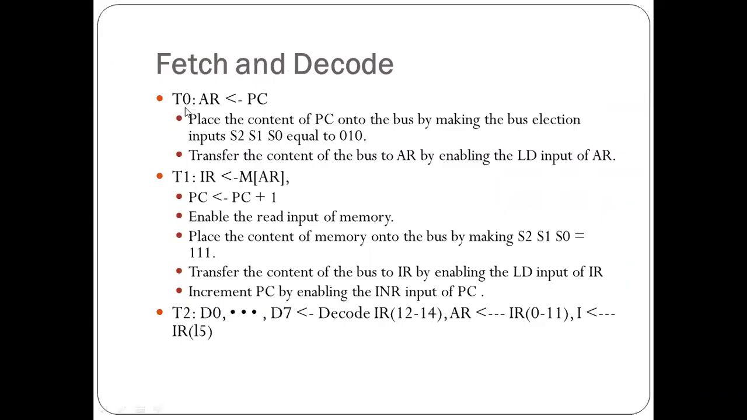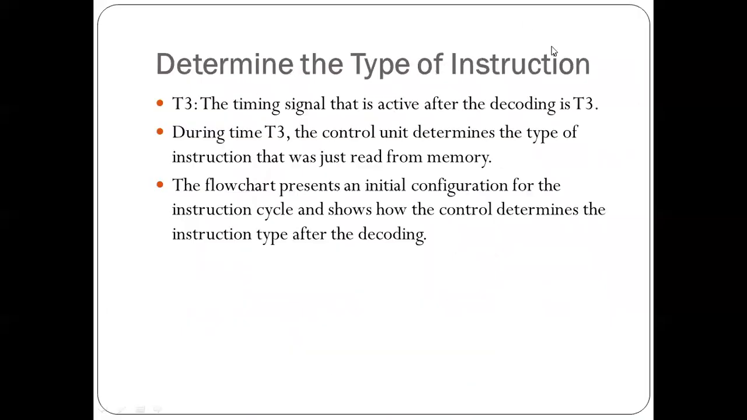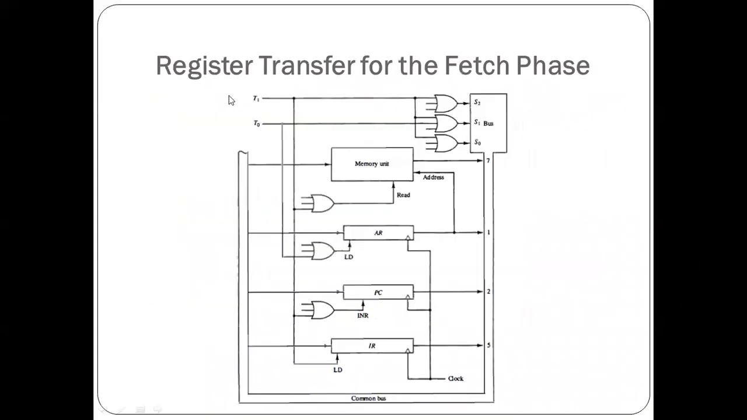right? So T0, it places the contents of PC onto the bus by making the bus selection inputs initially as 0, 1, 0. Okay. So after that, it transfers those contents to be accepted by AR by enabling the load control input of AR. Okay. See, this is what the control unit does. Okay. To explain it simply, first see what is done in the timing sequence T0 that you can observe here.